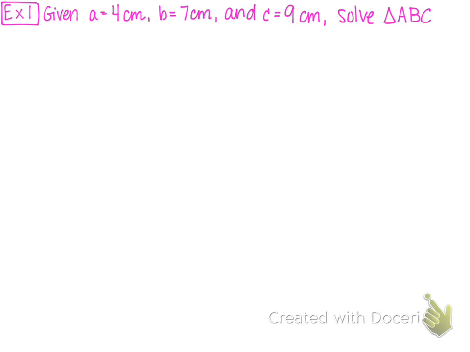Okay, example 1 says, given little a is 4 centimeters, little b is 7 centimeters, and little c is 9 centimeters, solve triangle ABC. So what we have here is just like what we were talking about the first time: side, side, side. Just like we did with the law of sines, we're going to make a little key up here so we can keep all of our information straight.